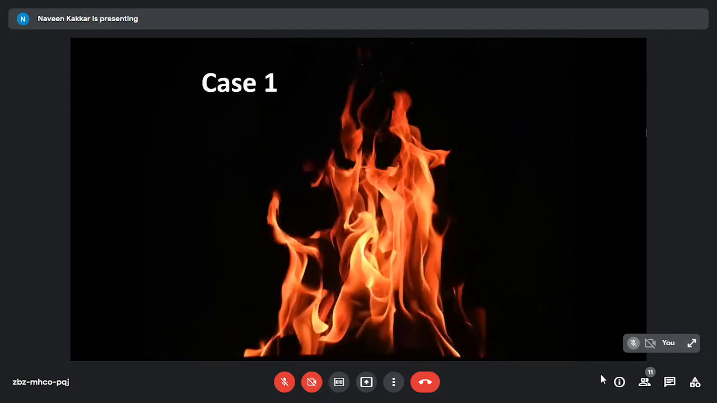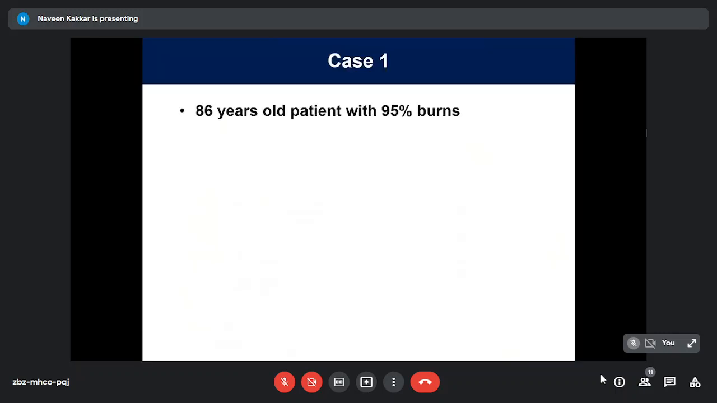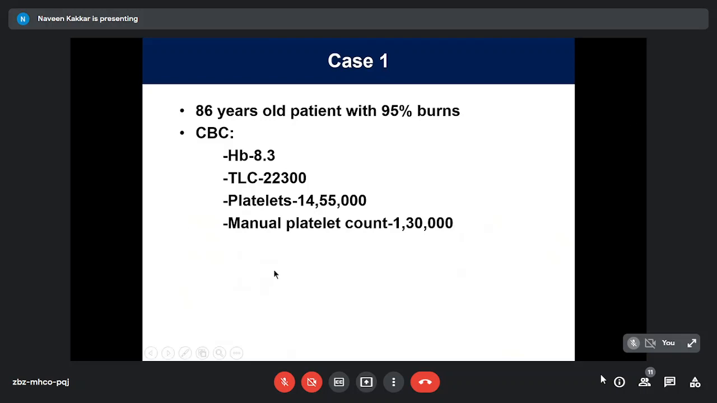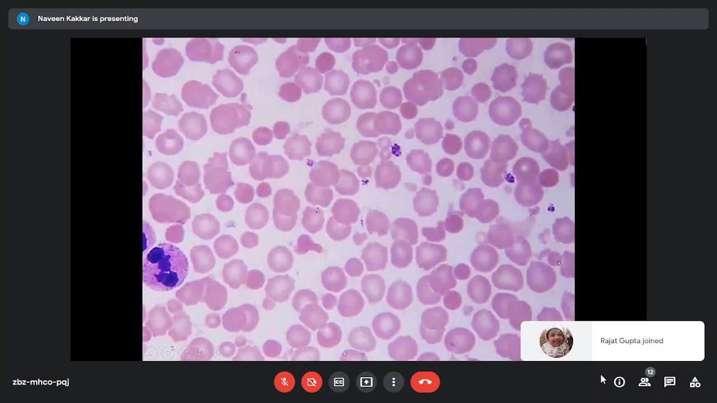Case 1. Each case as it begins has a picture that somehow relates to the case, so let's see if you can make it out. It's an 86 year old patient with 95% burns, extensive burns. He died 48 hours later. The first sample we had at these counts, expected TLC to be high. There was marked thrombocytosis, not unusual with a lot of traumatic injury. But the manual platelet count was 1,30,000. That's what the smear showed.